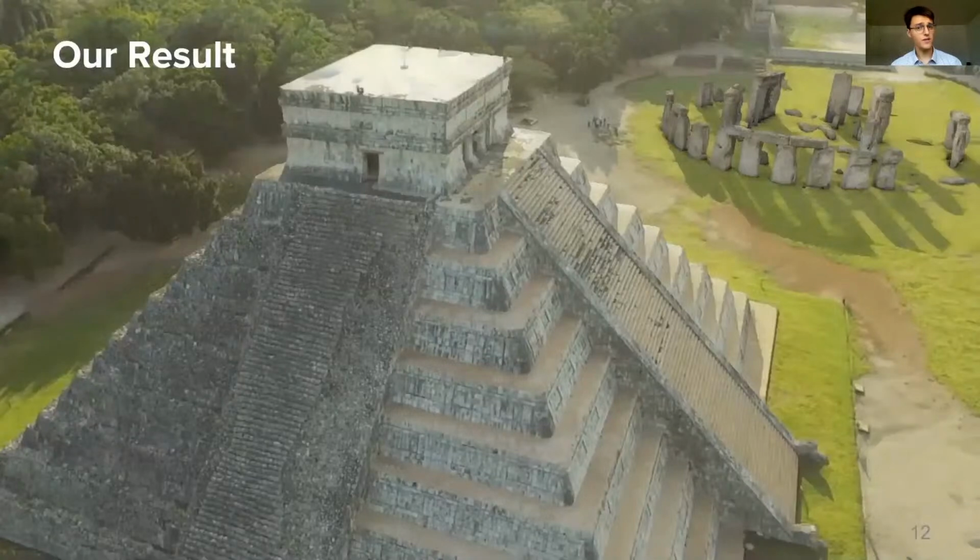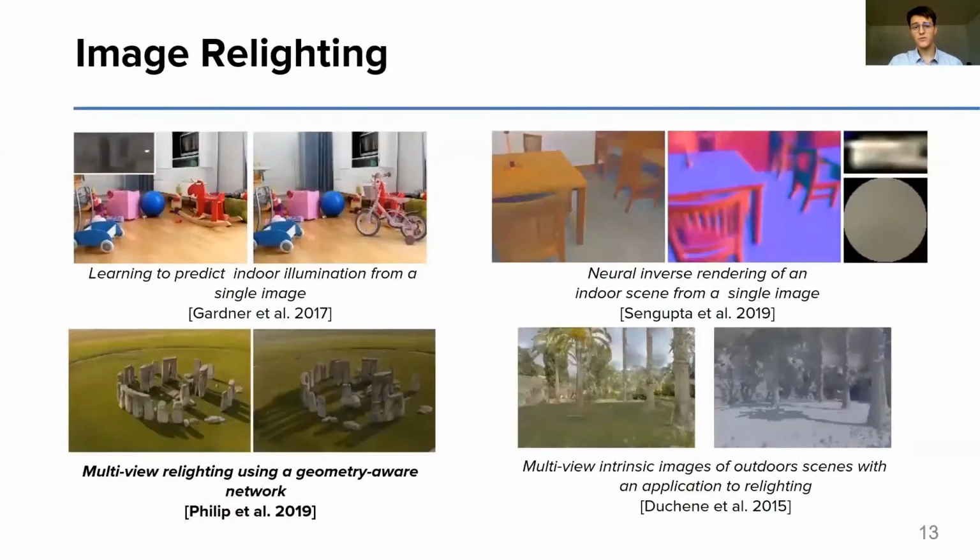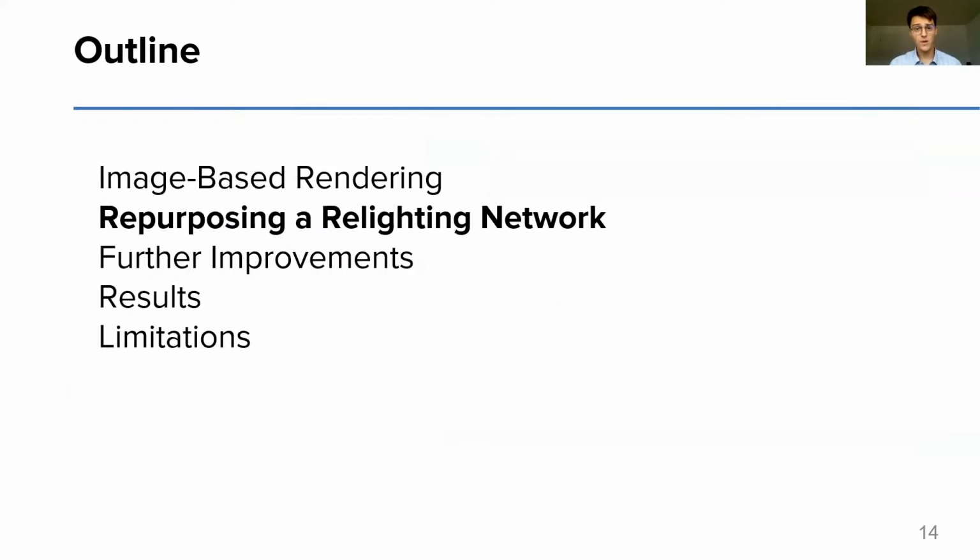Now, in order to achieve these results, we need to change in some way the lighting of the scene. Fortunately, image relighting has been a very popular research topic, especially with the recent advances in deep learning. There are several methods that either use single images or multi-view datasets. For our work, we will use the network designed by Philippe and colleagues in 2019 in order to generate coherent lighting. So now let's see how we can use this network in our context.